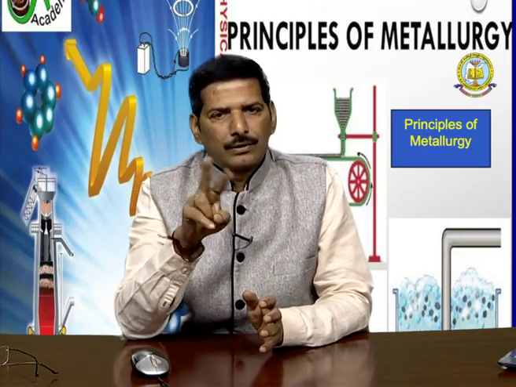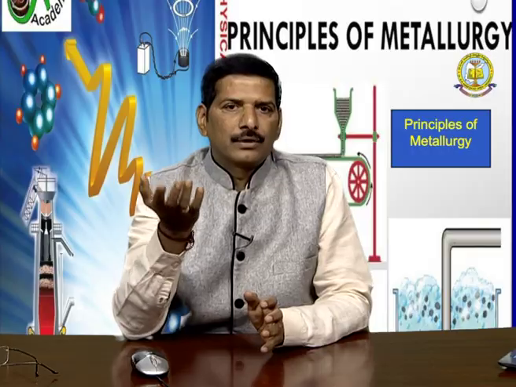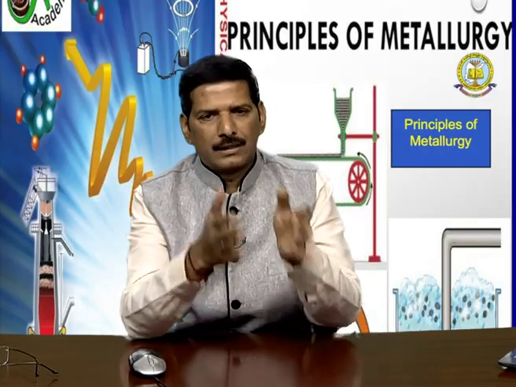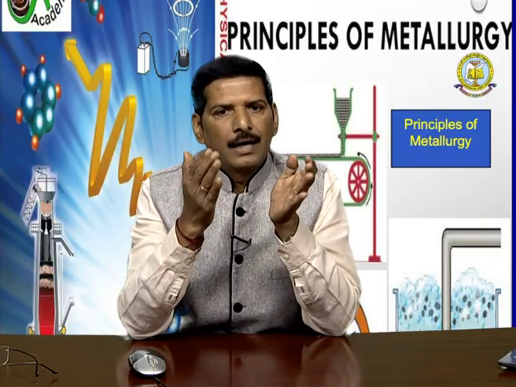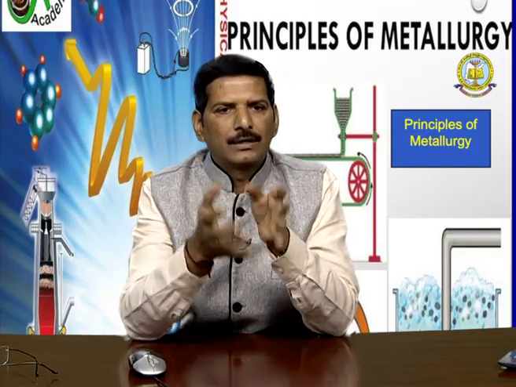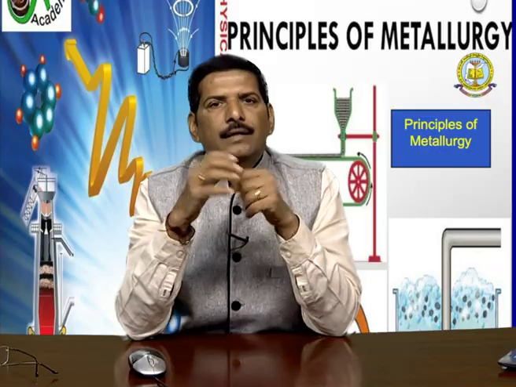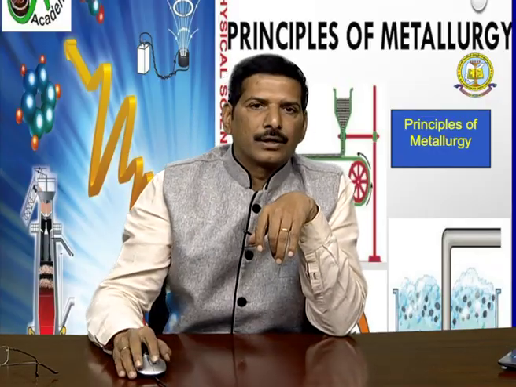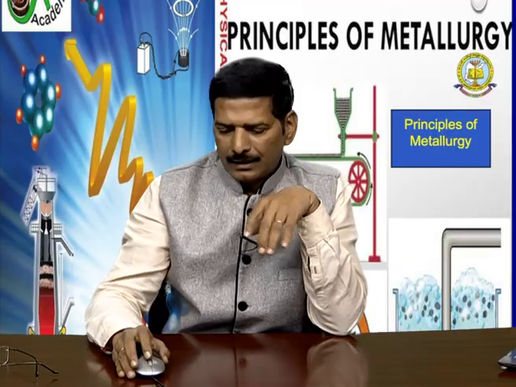So, the fluxes have two types of behavior, acidic and basic. Depending upon the substances, we can add acidic flux or basic flux. Ultimately, we can remove 100% of the gangue from the concentration of ore. So, this is another method.